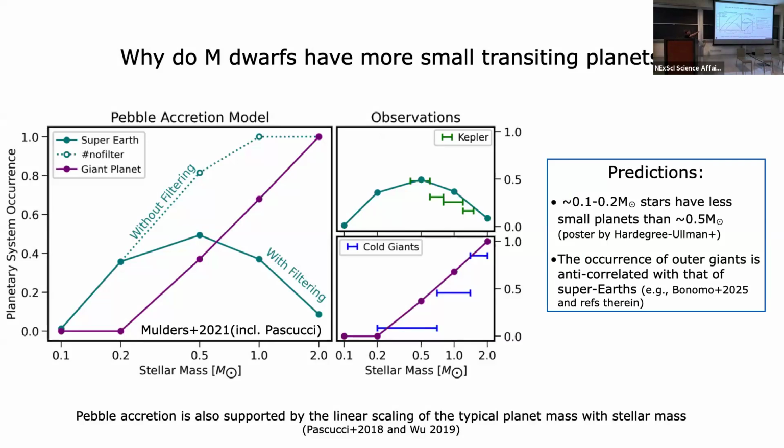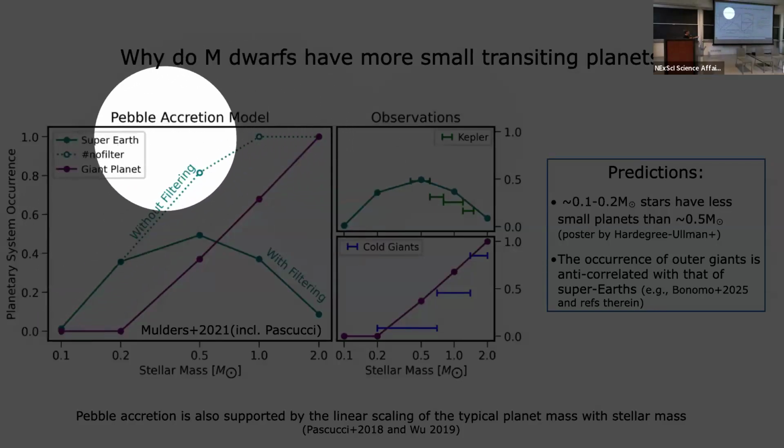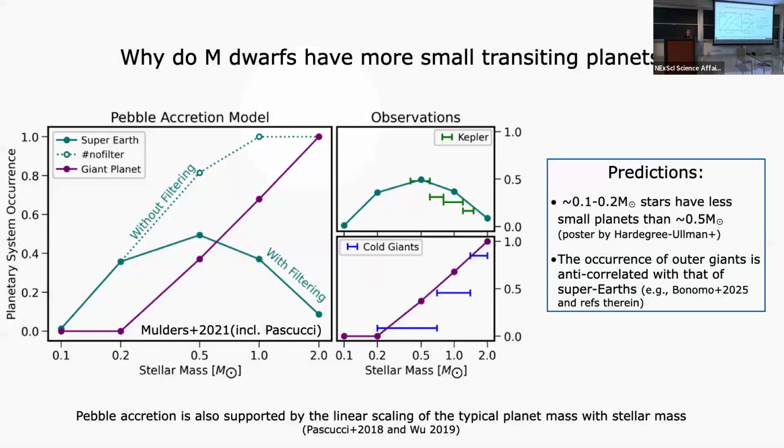In particular, you see that if you don't have any giant planet in your simulations, then you would tend to predict more sub-Neptunes and super-Earths around more massive stars because you do have more solids in your disk. So to get this trend of fewer small planets around more massive stars, you need to include these giant planets. So you need to have some filtering of the pebbles from the outer disk to the inner disk.